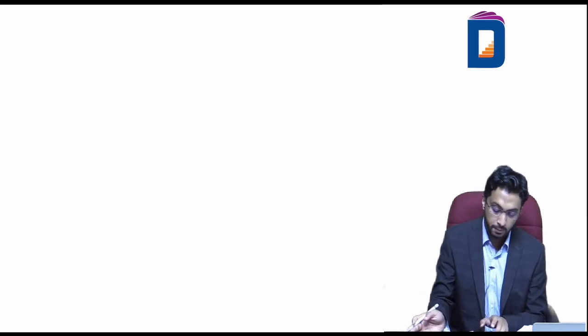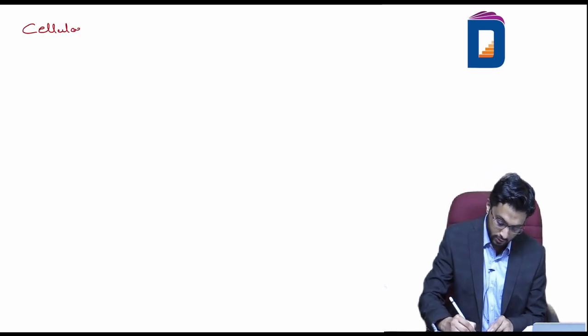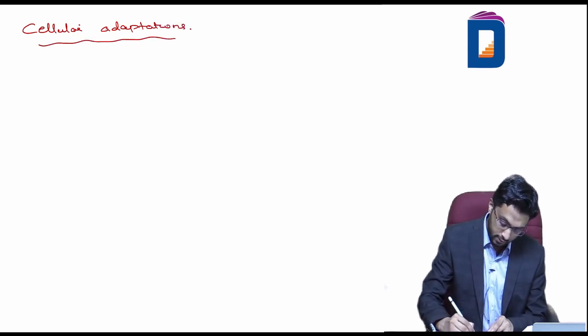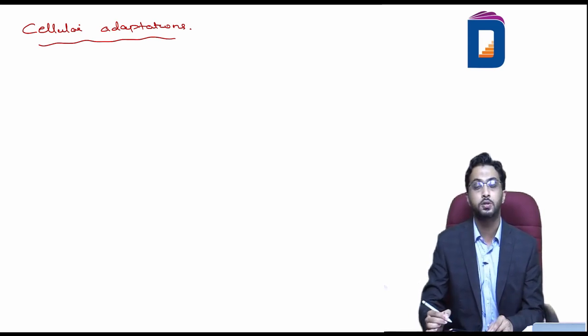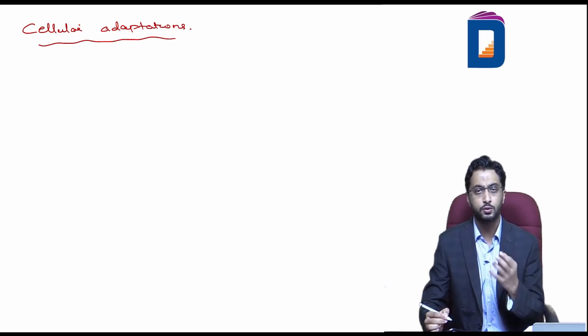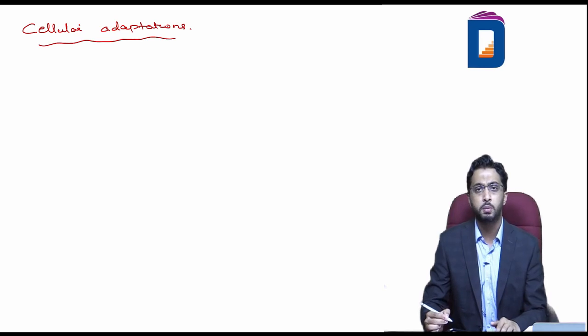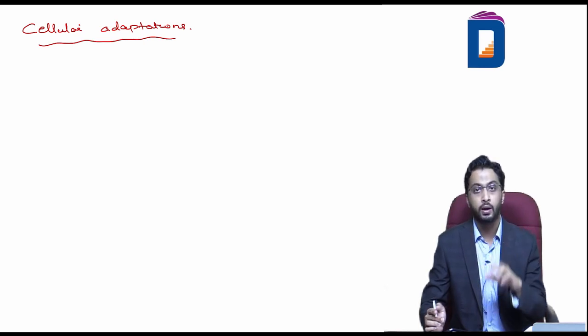The first topic I want to discuss with you today is cellular adaptations. There are different types of cellular adaptations which you have to know. You are familiar with them, but there are certain examples which you have to study, and you have to study them in a very systematic order. Simply by-hearting things won't help you, so I'm going to give you a systematic perspective of these cellular adaptations.